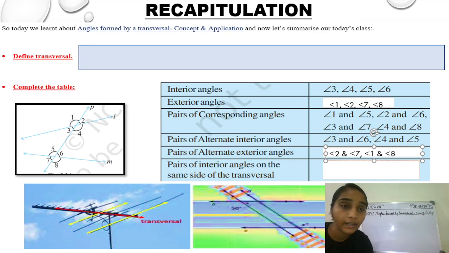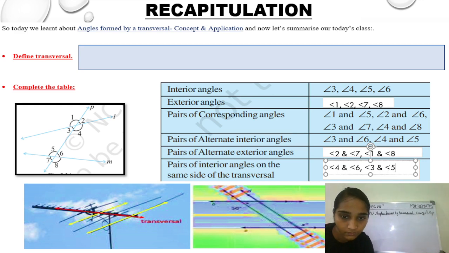Very good. And now the pair of interior angles on the same side of the transversal, students. Very good. On the same side of the transversal, they will be what? Yes, 4 and 6 and 3 and 5. So angle 4 and angle 6, and angle 3 and angle 5. Very good, students. So we are done over here, and we have seen a few applications related to the transversal today, right?